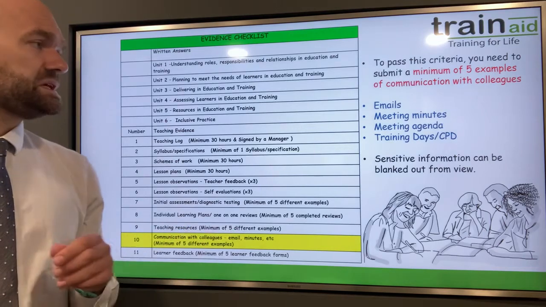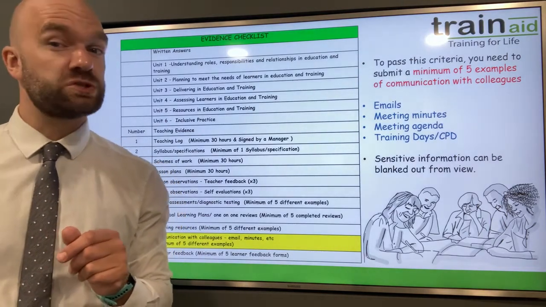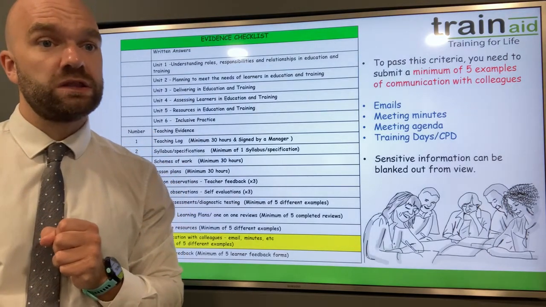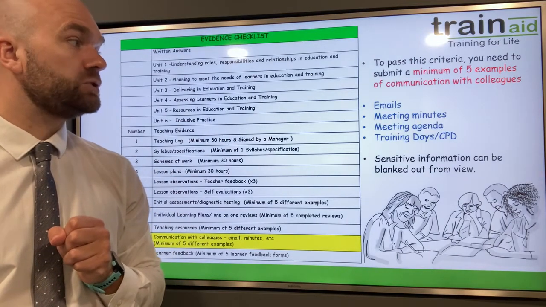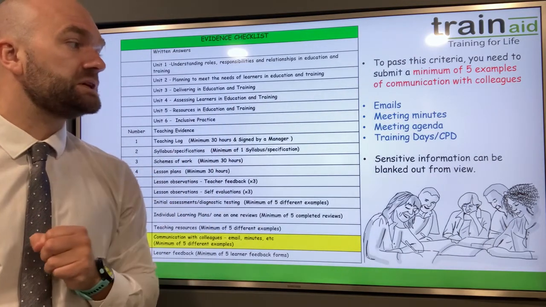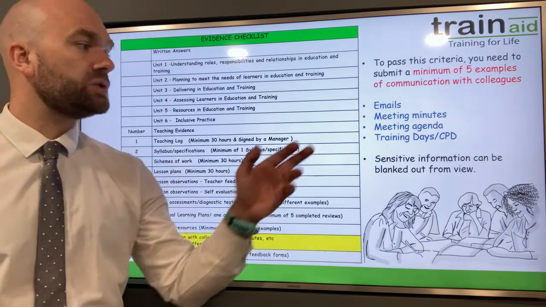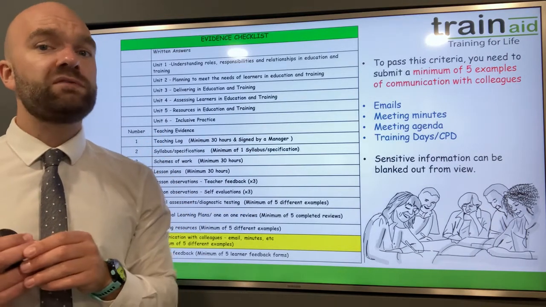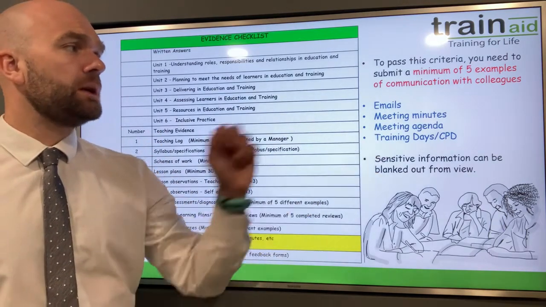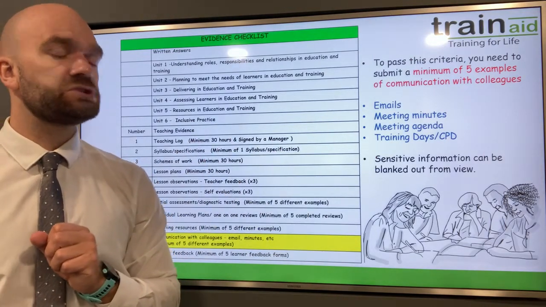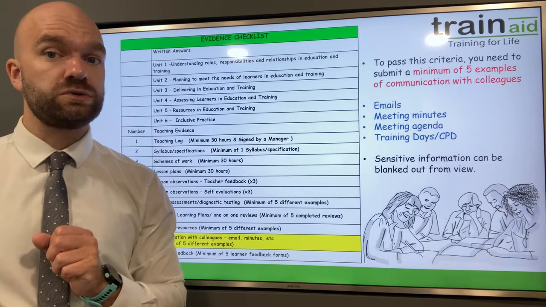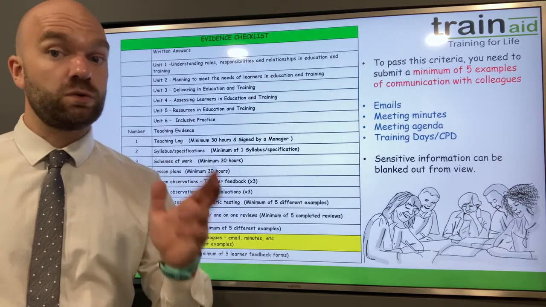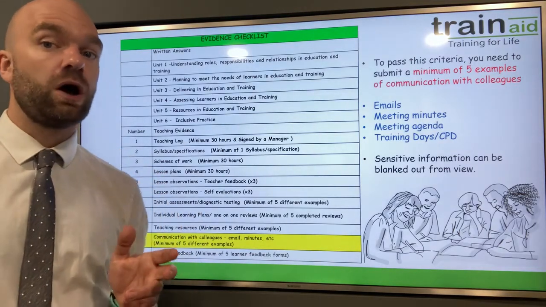In regards to criteria 10, we are looking for you to submit a minimum of 5 examples of communication with colleagues. This could be 5 emails, it could be minutes of a meeting, any meeting agendas, and also details of any training days, inset days, and also CPD events that you are signed up to. Evidence can be provided within screenshots, and also you can use any recent emails or minutes of a meeting that you have conducted with your team of colleagues as well.